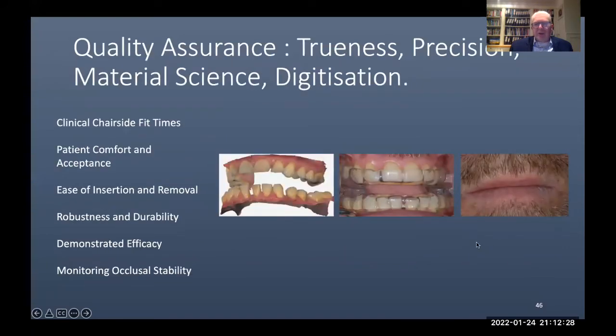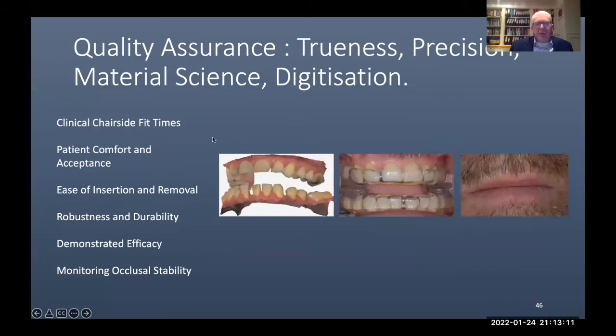So at the end of the day, from a practice perspective, from an optimization of the process in terms of not wasting patients' time or resources, and not wasting our time and resources, there's the trueness and precision of the actual data recording, the material science that flows into that, and the digitization of the whole process to provide clinical chairside fit times which are good. Patient comfort and acceptance, making sure it's easy to insert and remove, doesn't cause any type of anxiety in the patient or potential damage to fixed restorations or other types of prosthetic entities.